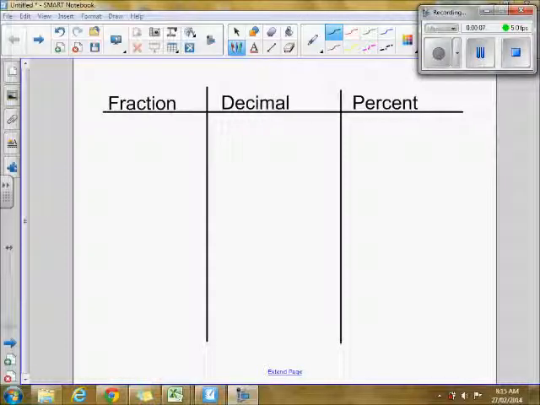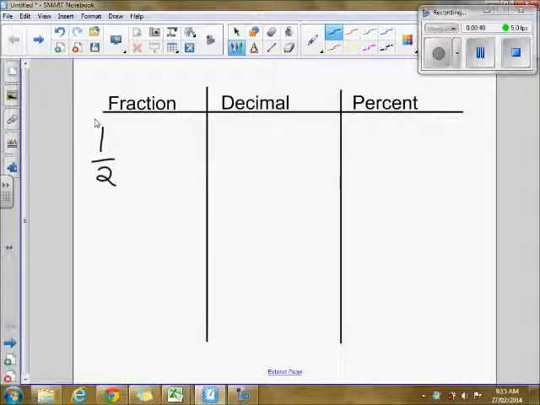Hello, my name is Glenn Keller, and we're going to talk about converting fractions to decimals to percent and in the reverse order. Our first example today will be 1/2 as our fraction. What we would do is try to find an equivalent fraction and then switch that to decimal.